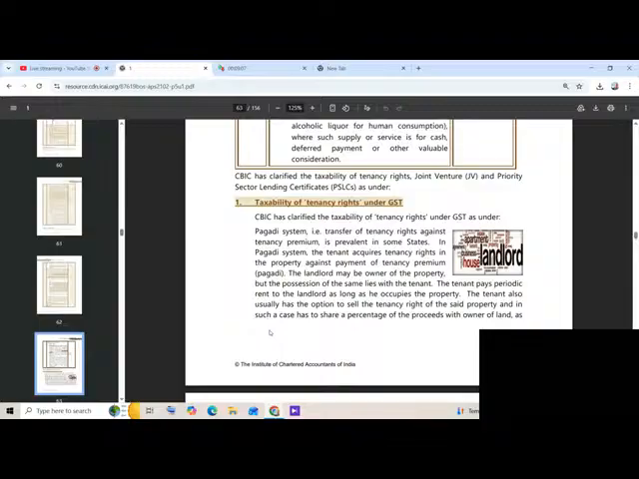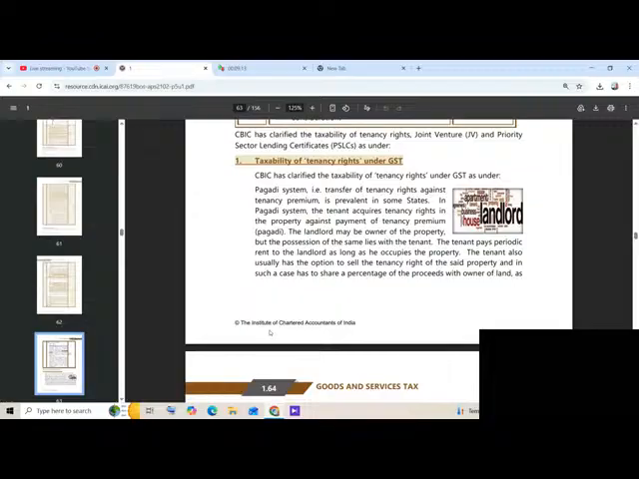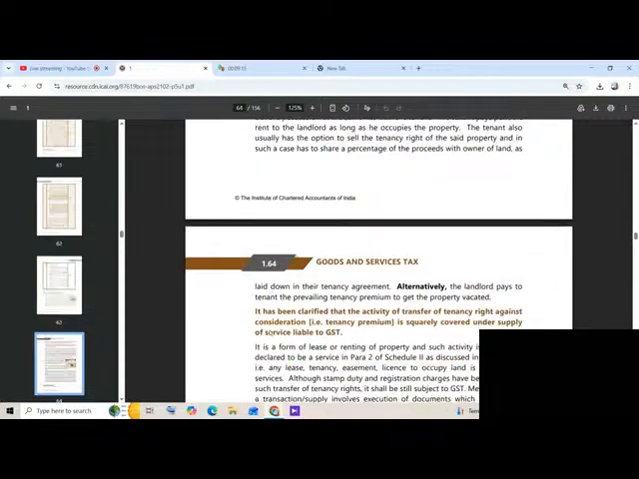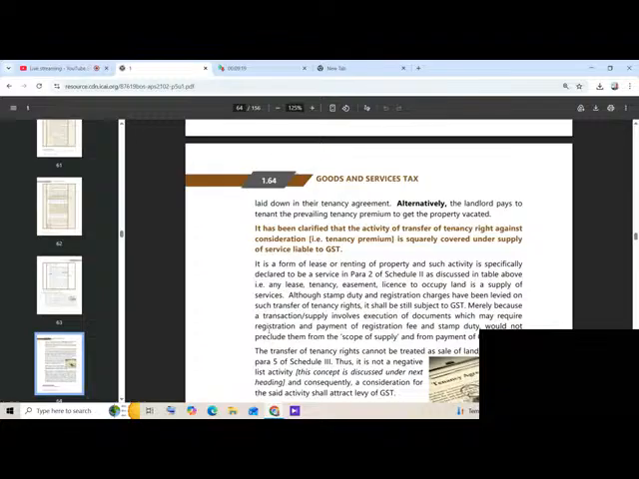The tenant also usually has the option to sell the tenancy right of the said property, and in such a case has to share a percentage of proceeds with the owner of the land as laid down in the tenancy agreement. Alternatively, the landlord pays to the tenant the prevailing tenancy premium to get the property vacated. It has been clarified that the activity of transfer of tenancy right against consideration is squarely covered under supply of service liable to GST.